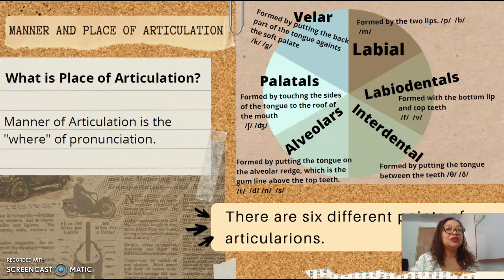Alveolars. You produce a sound by putting the tongue on the alveolar ridge. T, d, n, s. The palatals. You form this by touching the sides of your tongue on the roof of your mouth. Sh, ch. And the velars. You form this sound by putting the back part of your tongue against the soft palate. K, g.